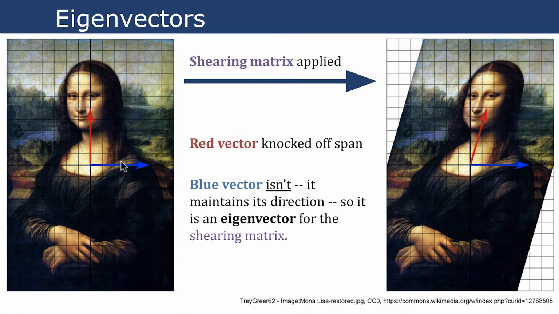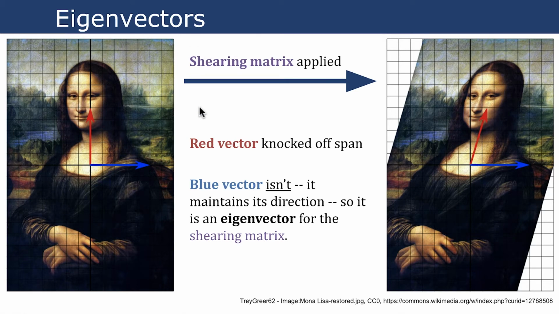And we can see that the blue vector maintains its direction, it's still on its span, it's still on the same line. But the red vector, which was vertical, has now been knocked off of its span, knocked off of its line, and is now pointing in another direction. So the blue vector is an eigenvector because it maintains its direction when the shearing matrix is applied, but the red vector is not an eigenvector of the shearing matrix because it does not maintain its direction. It gets knocked off its span. So that's really all there is to it with eigenvectors.